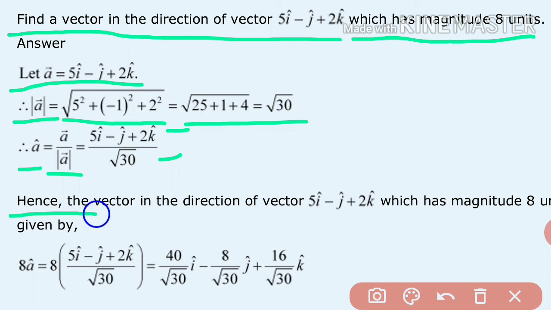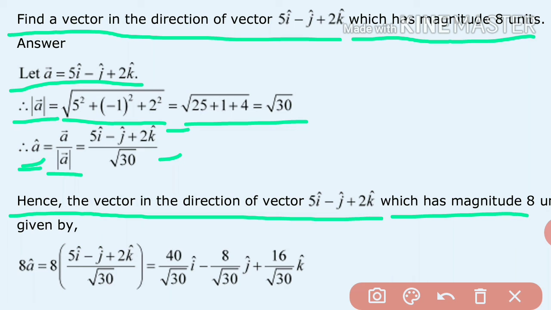Now hence, you have to find a vector in the direction of this vector 5i minus j plus 2k which has a magnitude of 8 units. So this vector a cap you will multiply by 8. So 5i minus j plus 2k upon root 30 you will multiply by 8. You will get this answer: 40 upon root 30 i minus 8 upon root 30 j plus 16 upon root 30 k, you get.